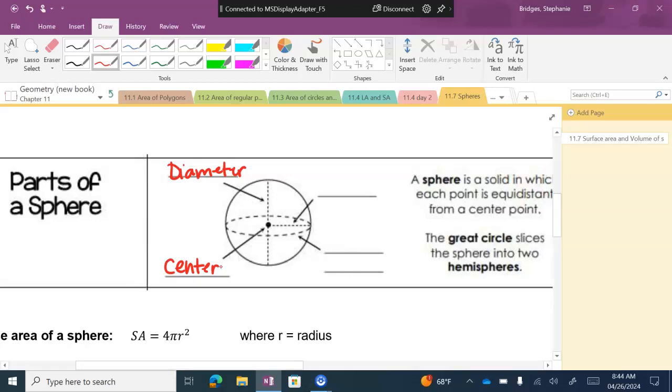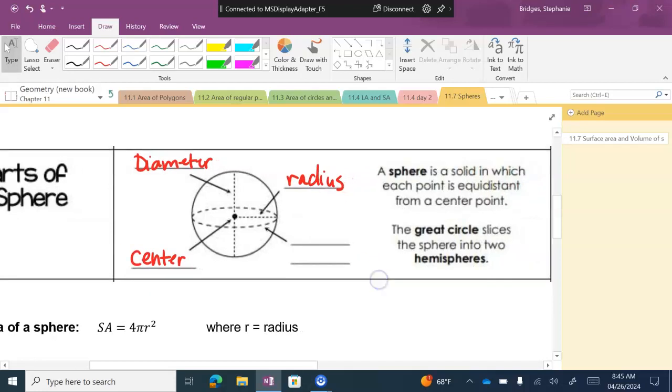And then look at the little dotted line that goes from the center just to the edge. What is that part called? It doesn't go all the way through, it's just halfway. That is the radius. All right, it gives you the definition of a sphere here. A sphere is a solid in which each point is equidistant from the center. Okay, that's your definition. Imagine it's just a ball. That's what a sphere is, like the Earth.